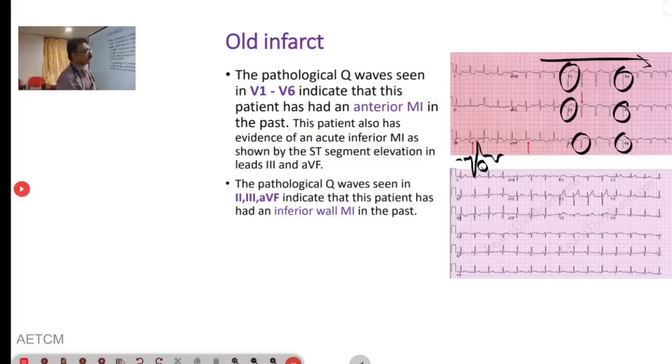Whereas this ECG shows in 2 there is Q wave, in 3 there is Q wave, and in AVF there is Q wave. That is inferior wall old myocardial infarction. Okay.